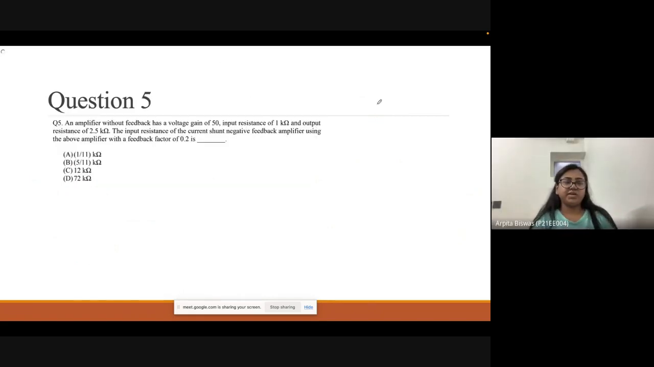So this is question number 5. An amplifier without feedback has a voltage gain of 50, input resistance of 1 kilo ohm, and output resistance of 2.5 kilo ohm. The input resistance of the shunt negative feedback amplifier using the above amplifier with a feedback factor of 0.2 is: the first option is 1 by 11 kilo ohm, the second option is 5 by 11 kilo ohm, the third option is 12 kilo ohm, and the fourth option is 72 kilo ohm. So take your time. There's no hurry, but at least try.